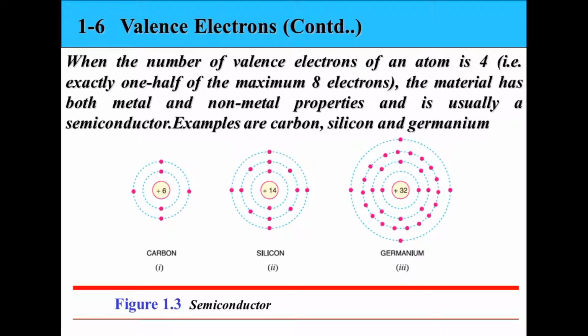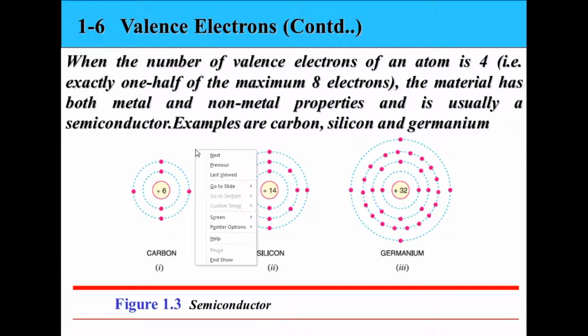When the number of valence electrons, or the number of electrons in the outermost shell of an atom, is exactly 4, the material has both metal and non-metal properties. That is, the material is a semiconductor. Common examples are silicon and germanium.